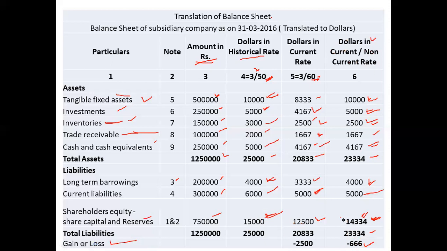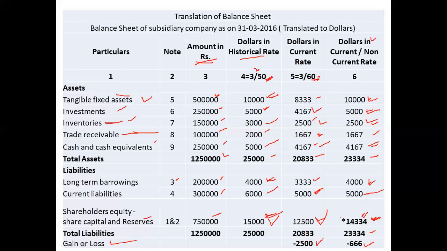In the same way, we have to find the gain or loss at the current rate. So we have to take 12,500 minus 15,000. We got minus 2,500. That means this is also a loss of conversion from rupees to dollars at the current rate. So this is the way of calculating gain or loss.